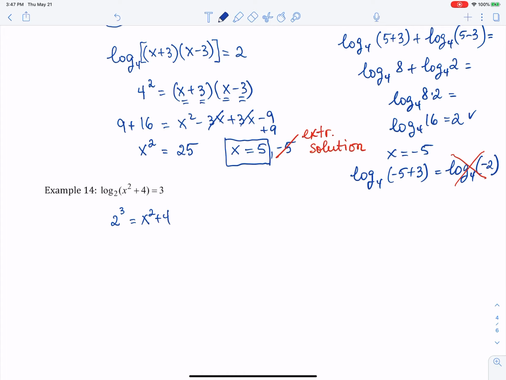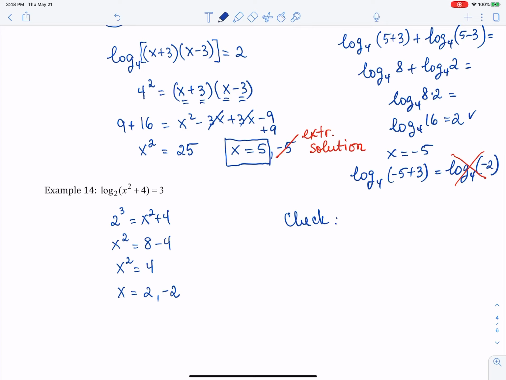That's again a quadratic equation. I'm gonna solve by going x squared is equal to 2 to the third, which is 8, and minus 4 to clear x squared by itself, or x squared is equal to 8 minus 4, which is 4. This means x is equal to +2 and -2. Check.